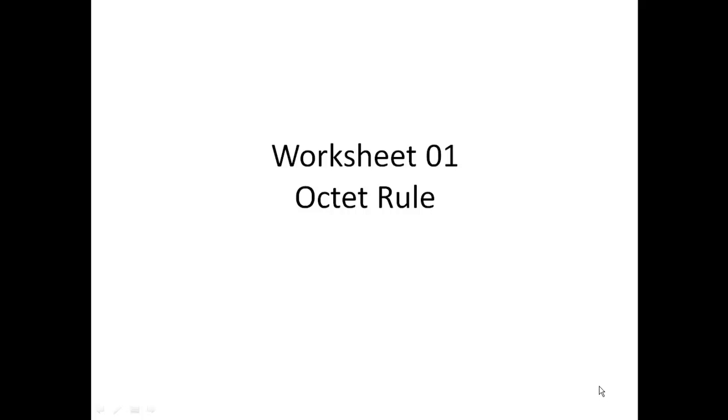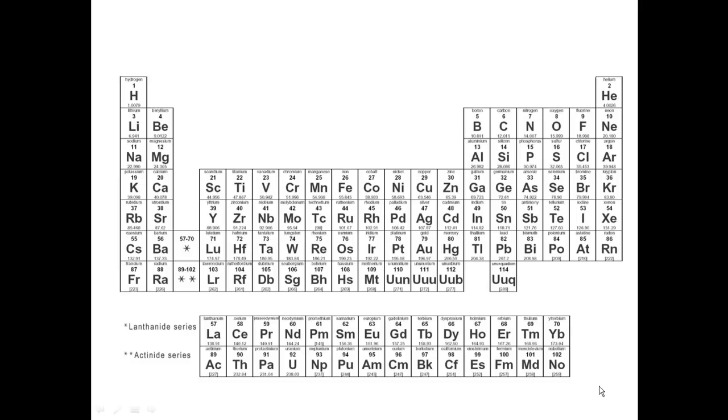Alright guys, today we're going to do worksheet number 1 on the octet rule. Before I get started with it, you need to make sure that you know what's going on with periodic tables. So I'd pull out a periodic table, pause the video, grab one, and make sure that you write this information down. You need to know valence electrons.